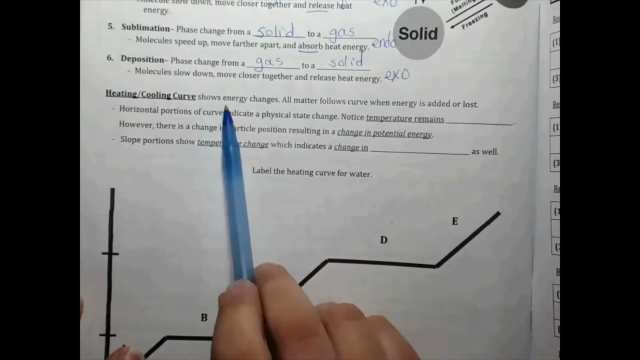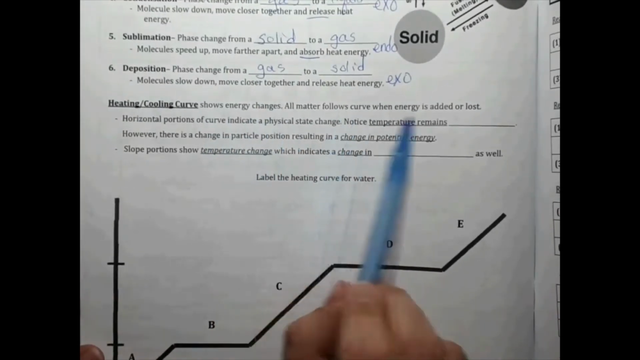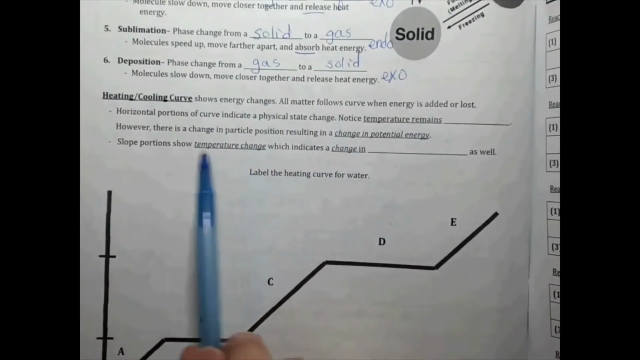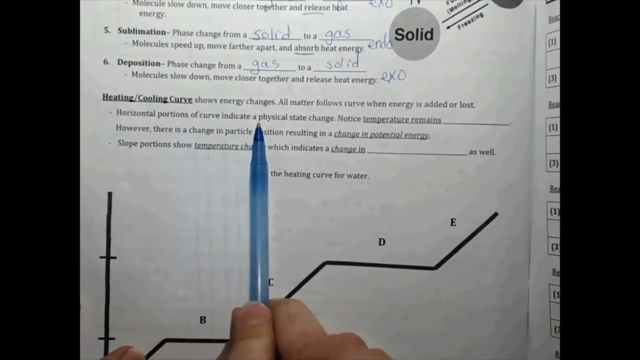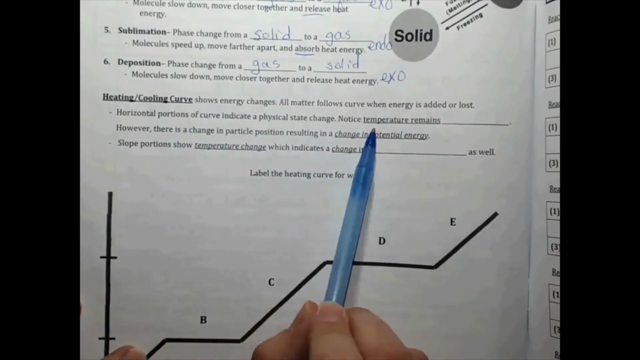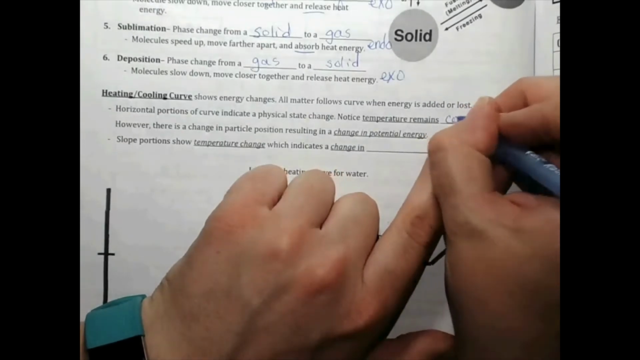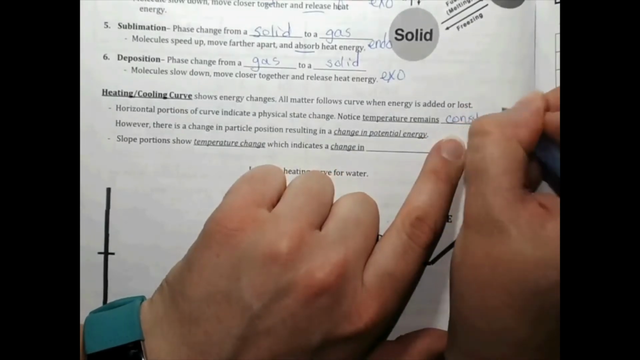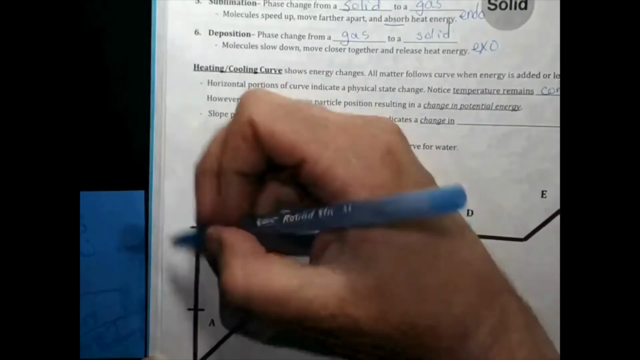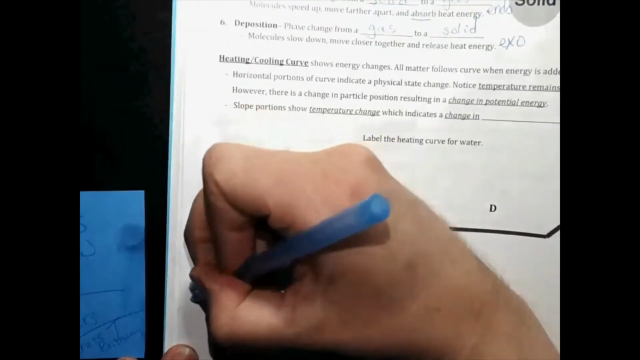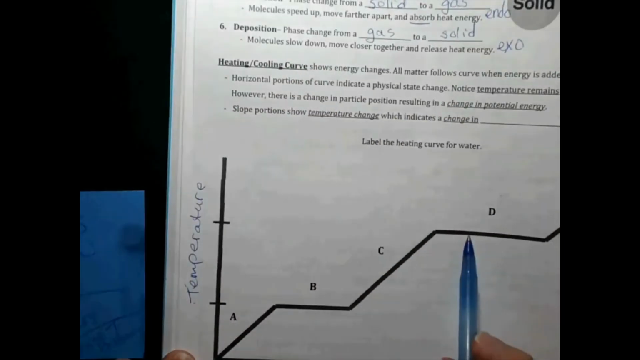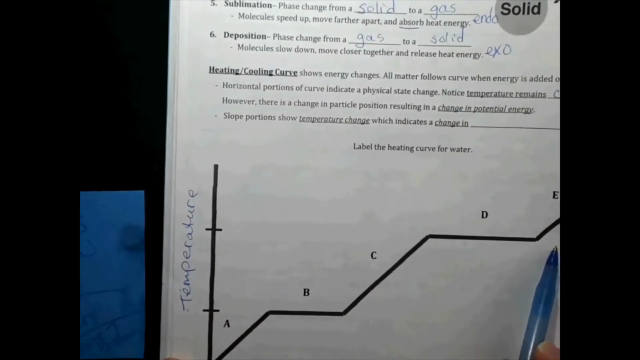Heating and cooling curves show energy changes. All matter follows the curve when energy is added or lost. Horizontal portions of the curve indicate a physical state change. So the temperature remains constant when it's horizontal, right? If your temperature is on your y-axis, which it is, and there's a flat line, that means the y coordinates are not changing.